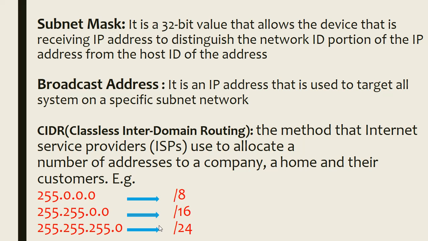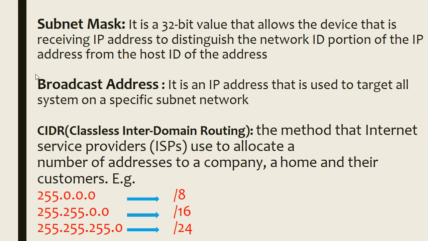It is a 32-bit value that allows the device that is receiving an IP address to distinguish the network portion of an IP address from the host. The subnet mask is, I can even say, the key to subnetting a network. So if we cannot know the subnet mask, we cannot subnet a network. From the subnet mask we are going to know how to subnet a network of class A or class B or class C.